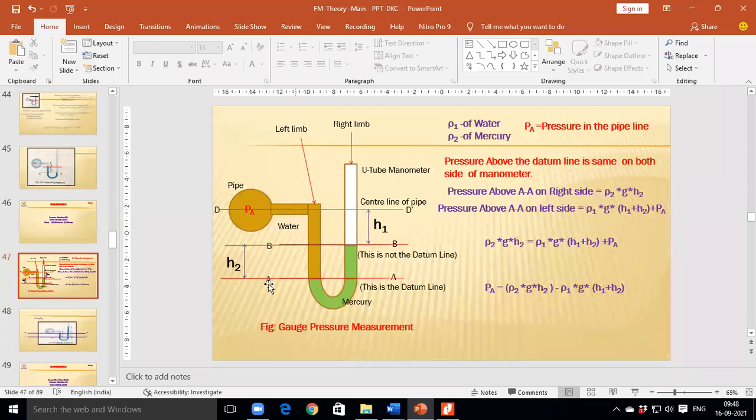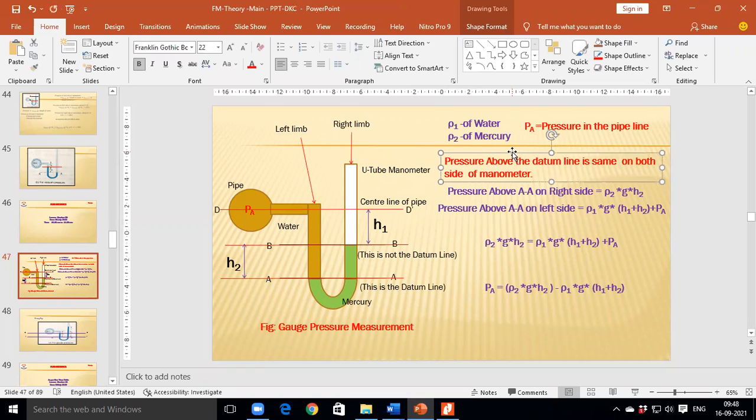So this is the datum line. This A dash is the datum line, and here the pressure above the datum line is mentioned. Pressure above the datum line on the left limb as well as the right limb is the same. Pressure above the datum line is the same on both sides of the manometer. Okay, this is the U-tube manometer. One end is open to the atmosphere, another end is connected to the pipe.